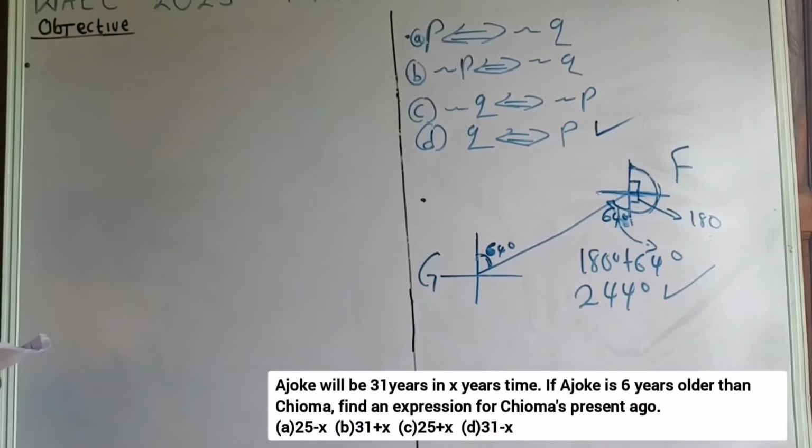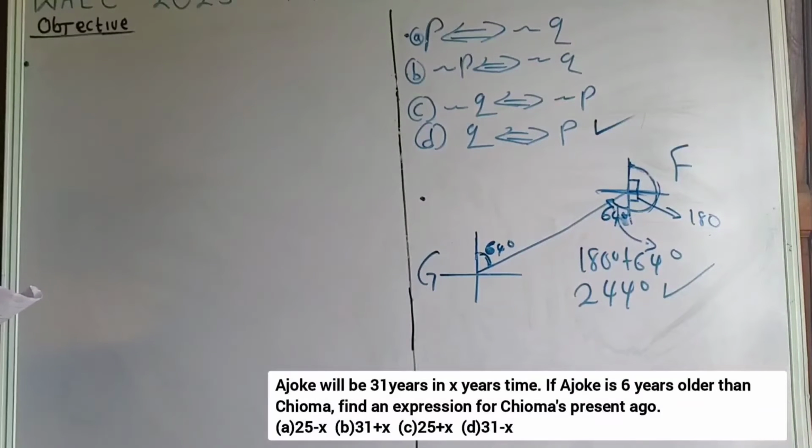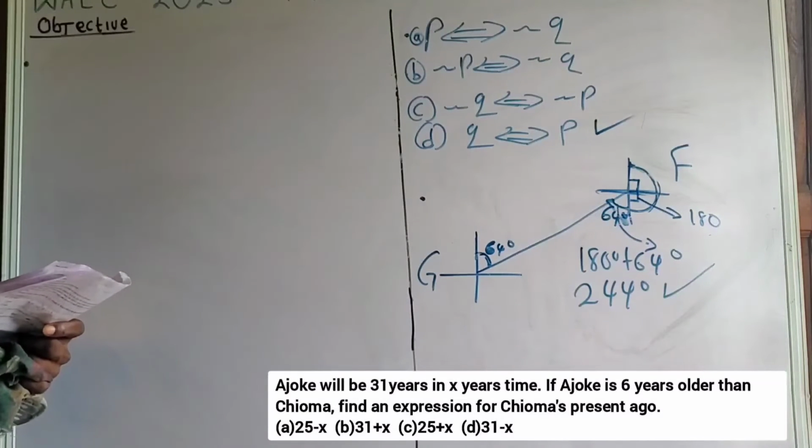Ajoke will be 31 years in X years' time. If Ajoke is 6 years older than Chioma, find an expression for Chioma's present age. A, 25 minus x. B, 31 plus x. C, 25 plus x. D, 31 minus x.